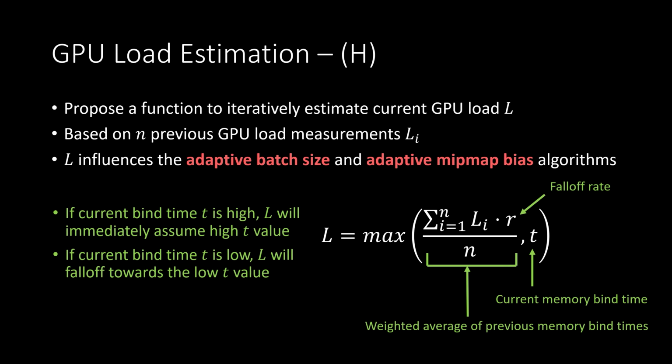If the memory bind time T is low, GPU load L will fall off towards the low T value, based on the fall-off rate R, shown in the equation on the right. This equation shows that the GPU load L will always choose the maximum between the weighted average of previous memory bind times and the current memory bind time.